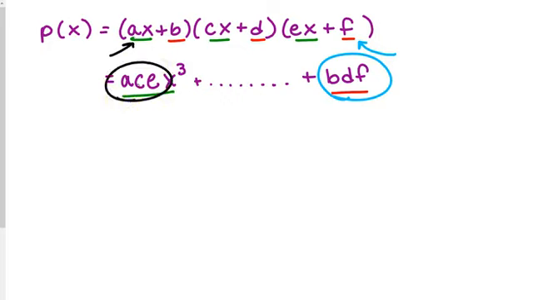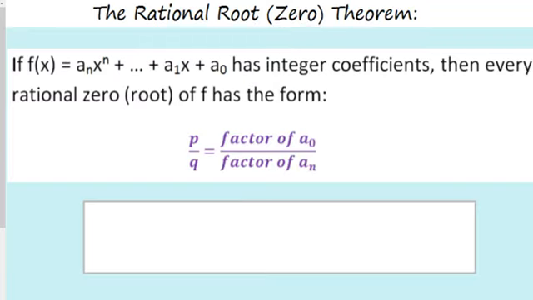So that leads us to the rational root theorem, which could also be called the rational zero theorem. If f of x is a polynomial function with integer coefficients, that's important. It's also important that it has a constant in it. Then every rational root of f has this form. Remember, these are just the rational roots. The rational root p over q, where p is a factor of a sub 0, the constant, and q is a factor of a sub n, the leading coefficient.